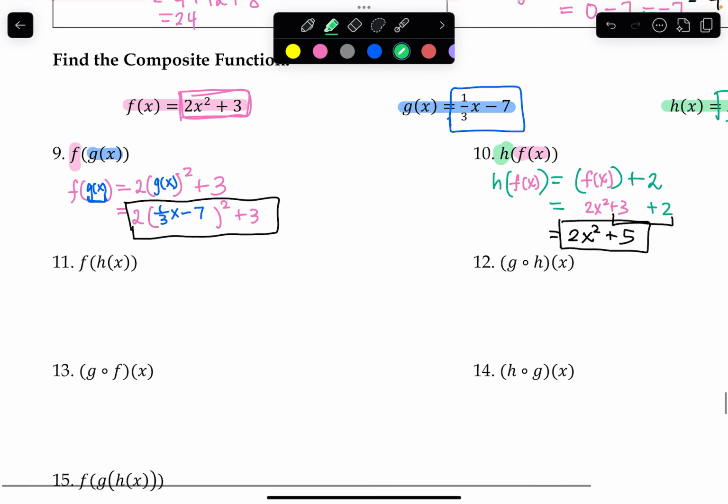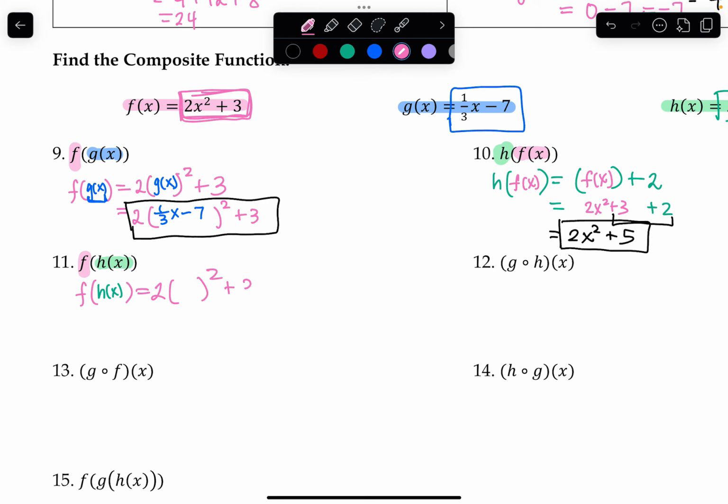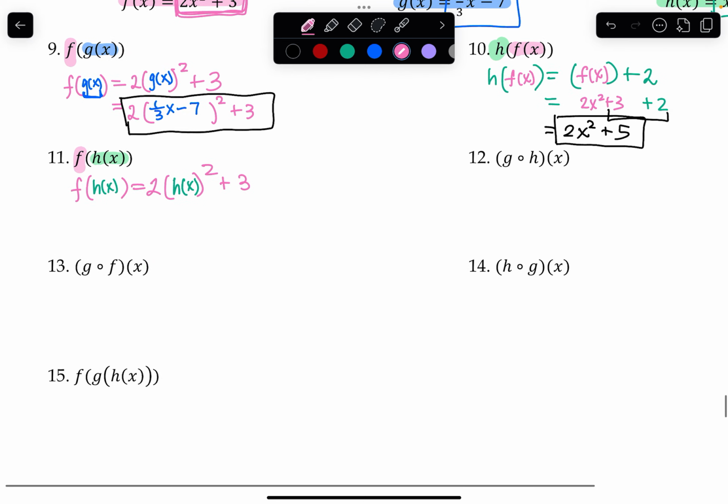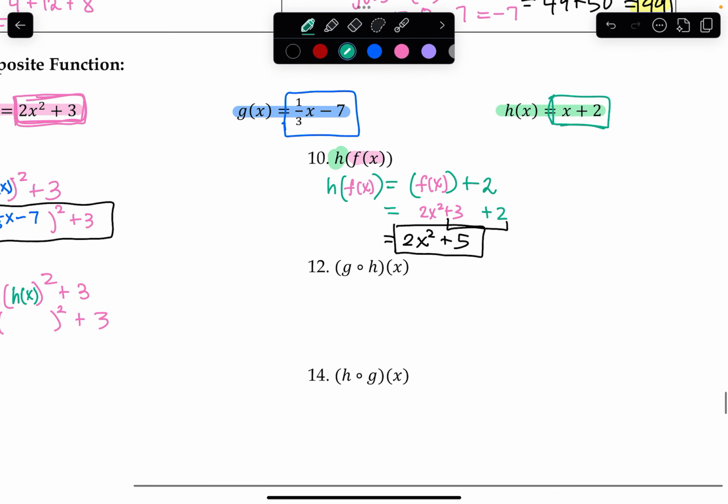Okay, next we are looking at f of h of x. So kind of switch in the order. It's going to give us a completely different function. So f of h of x. Get the rule for f, which is 2x squared plus 3. This might be another ugly one. Oh, it'll be easier. h of x is going inside the parentheses. So in my next step, we're going to write the rule for h of x, which is just x plus 2.